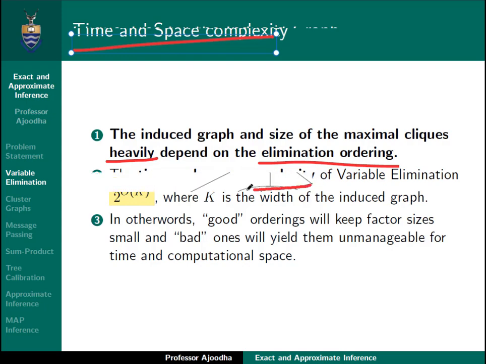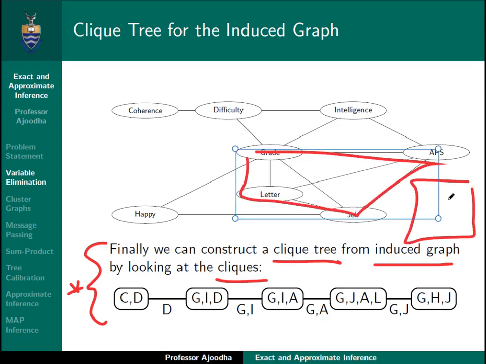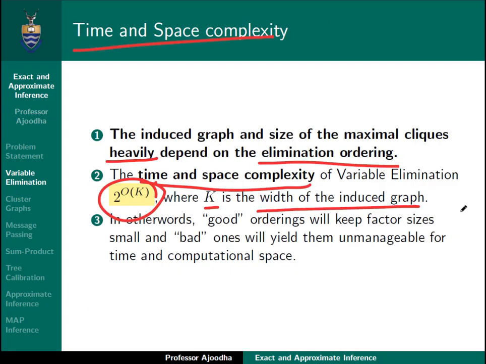So the time and space complexity of variable elimination is 2 to the power of K, where K is the width of the induced graph. For this particular problem, the width of the induced graph was caused by this particular clique here, which had a size of 4, so the induced width was 3, because it was 4 minus 1. So the complexity of the algorithm we just did upstairs was 2 to the power of 3. It doesn't sound so bad. Obviously, it increases with the induced width. But we've come a long way, right?